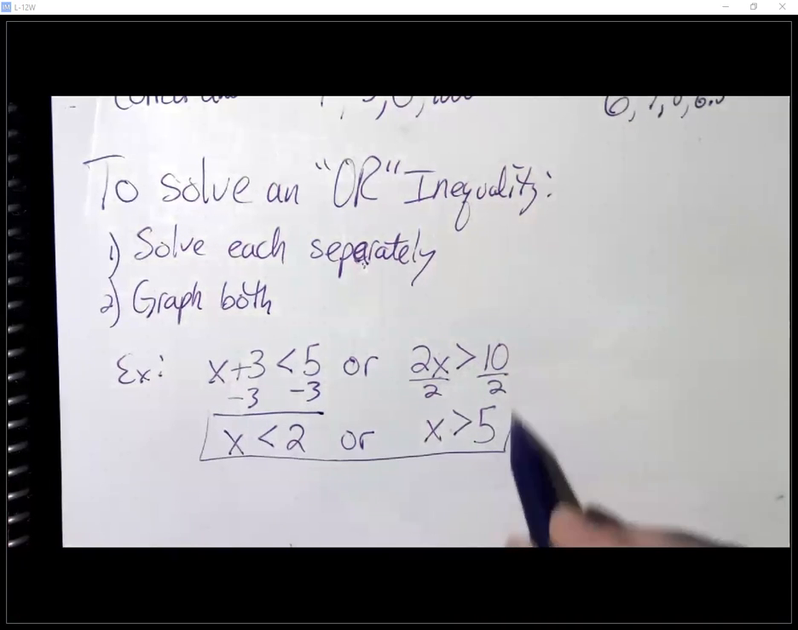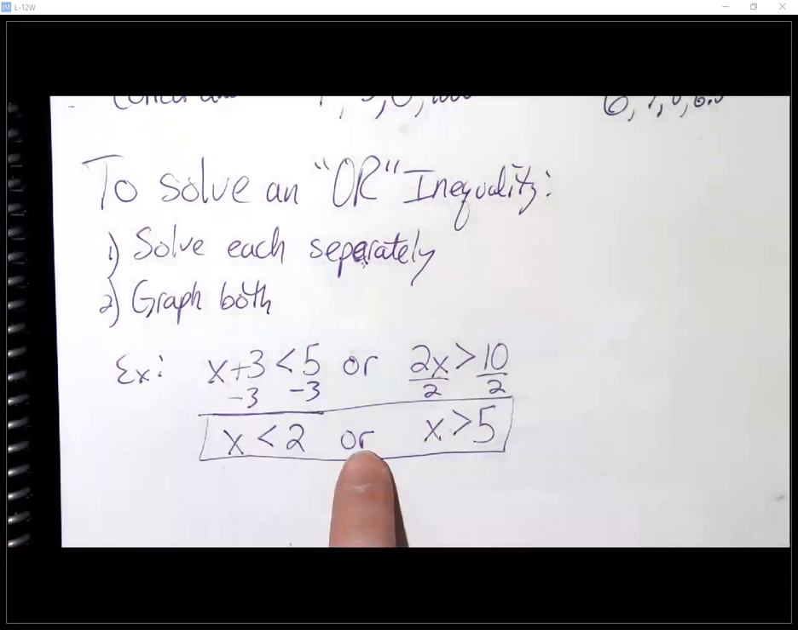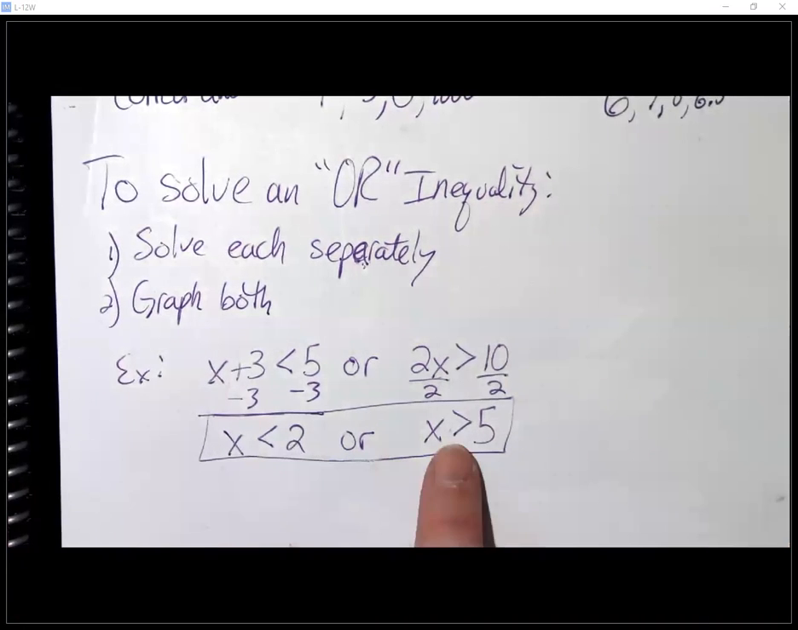Okay, so notice I have the word OR, and that's important. If you leave that out, then I don't know if it's an AND or an OR problem. So you've got to have the word OR. So I want a number that is less than 2 or that is greater than 5. Could you give me an example of a number that is less than 2 or greater than 5? Sure, 1 would be fine. Give me another one.